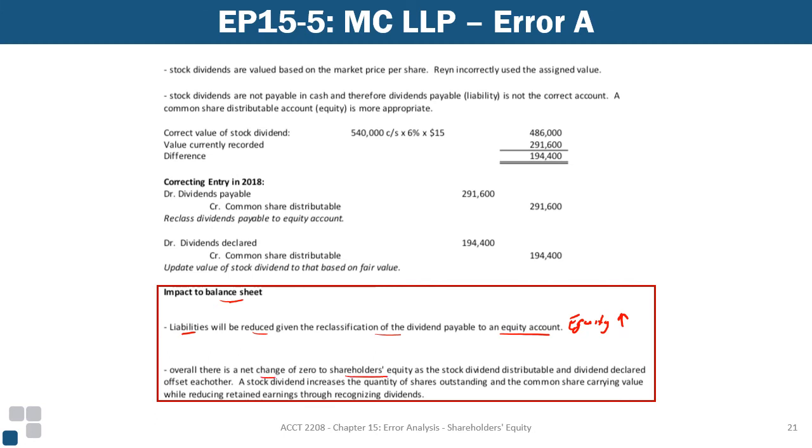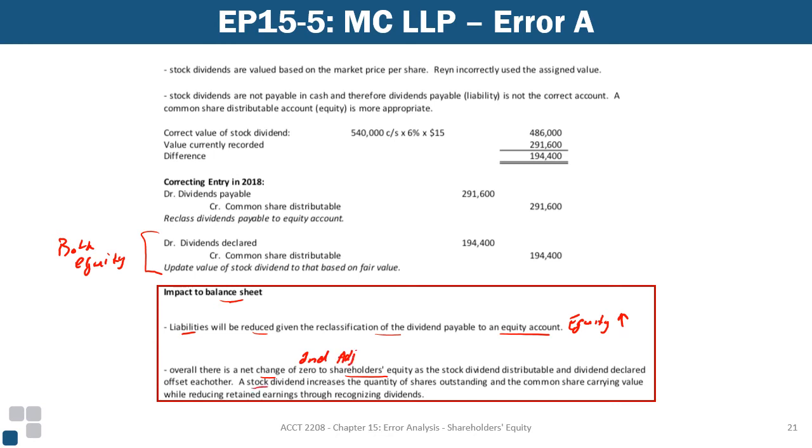I think this is a little misleading because it's referring to this piece here. The dividend declared and the common share distributable are both equity accounts. So both equity accounts, they offset each other in terms of the impact on the equity. So there's a net zero change related to the second transaction, so a net zero change on second adjustment. Okay, because they offset each other.